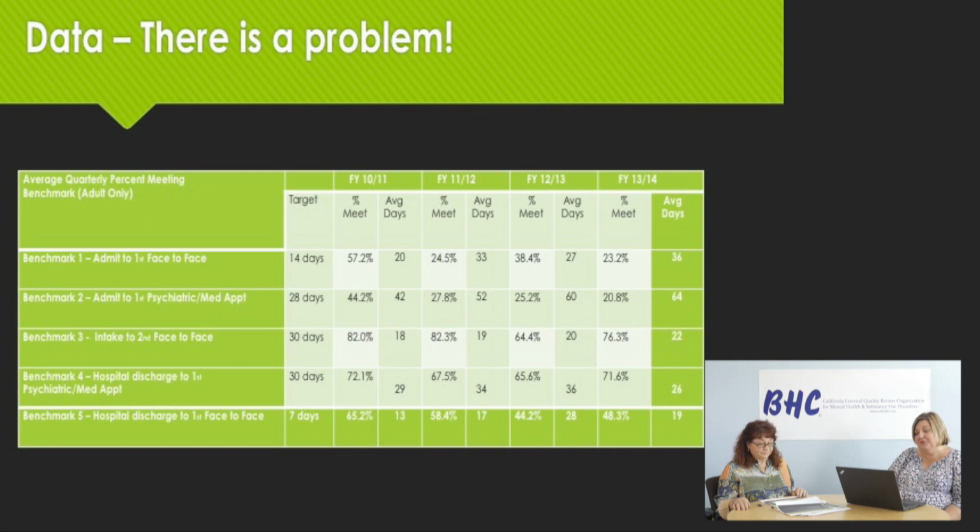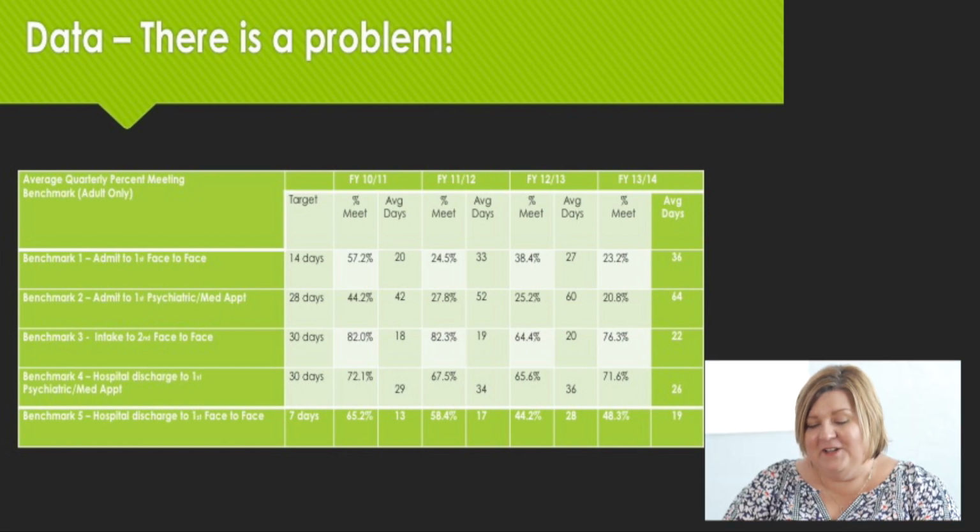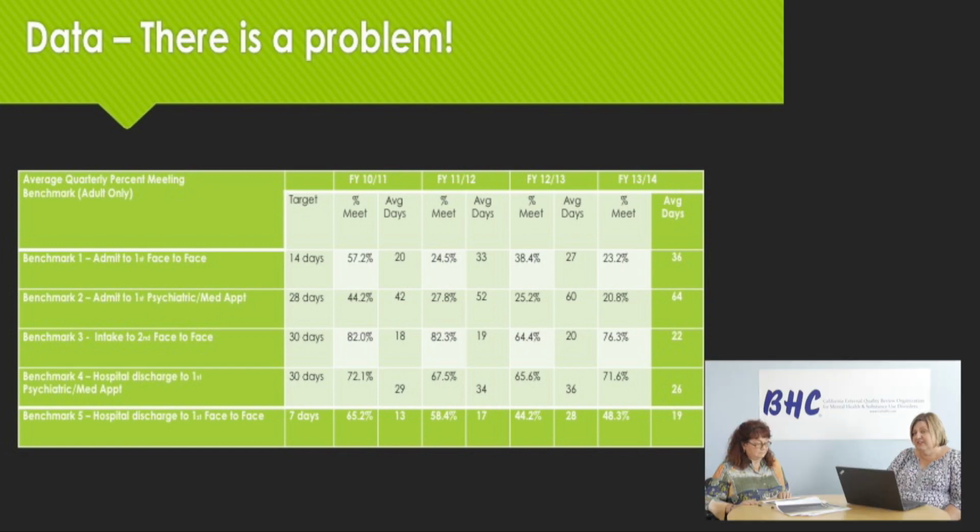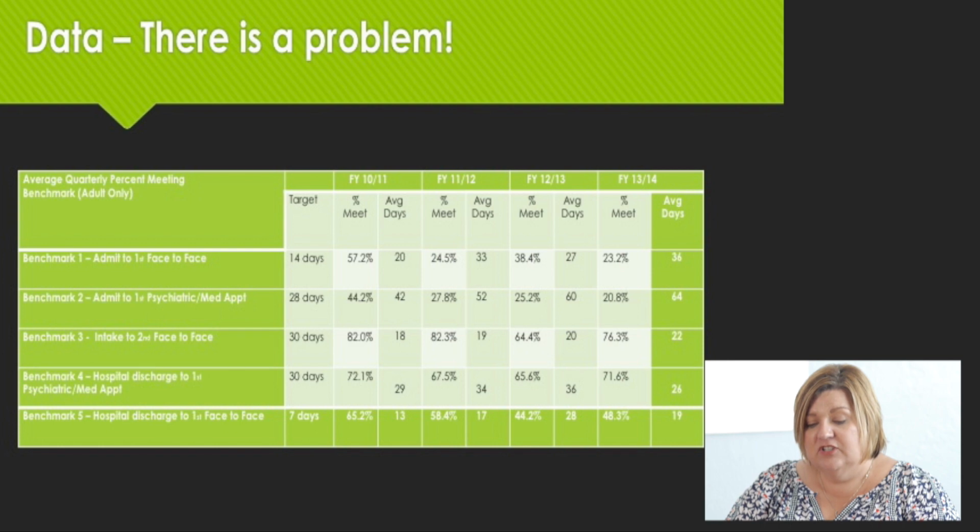In this particular example, there's quite a bit of data. And there is a problem. Actually, there's probably quite a few problems. In this example, they are measuring the timeliness of the delivery of services: from admission to the first face-to-face appointment, from admission to the first psychiatric or med appointment, from intake to the second face-to-face, and then from hospital discharge to the first psychiatric appointment or hospital discharge to the first face-to-face. And this data sort of trends to the high end.